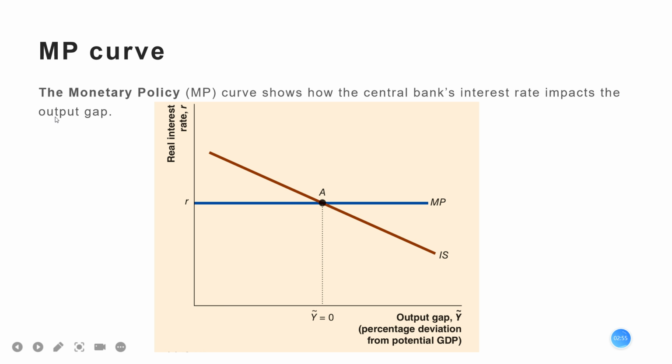So let's see the MP curve. The MP curve shows how the central bank's interest rate impacts the output gap. So we can see this graph. This horizontal line is the MP curve.